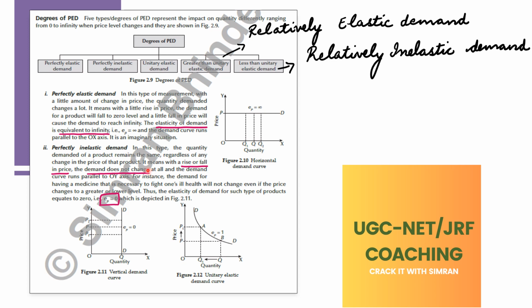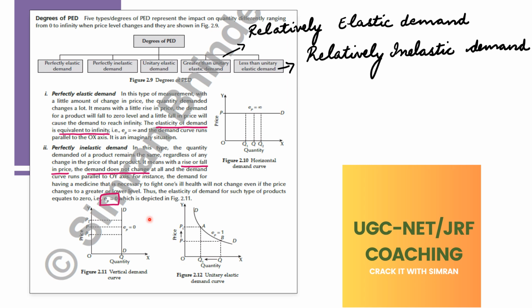Let's read here. It means with a rise or fall in price, the demand does not change at all and the demand curve runs parallel to the OY axis. It is a vertical demand curve, or we can say the demand curve is parallel to the OY axis. You have to remember all these wordings. Now let's take an example. For example, the demand for a medicine that is necessary to fight one's ill health will not change even if the price changes to a greater or lower level.